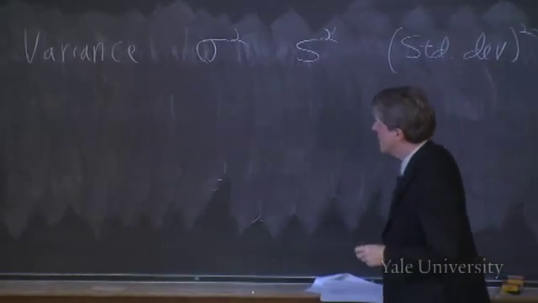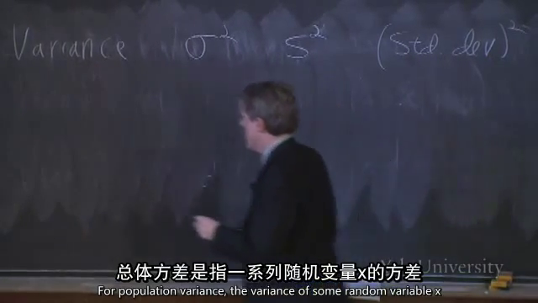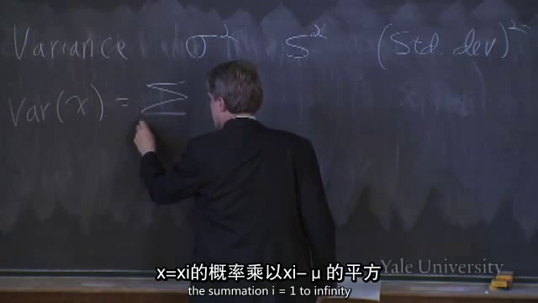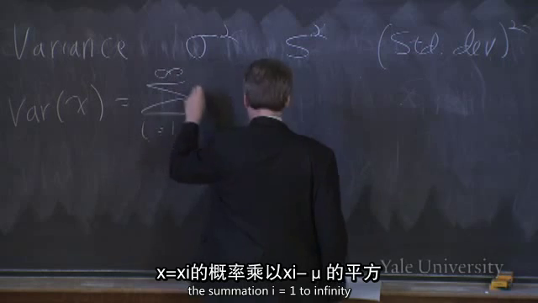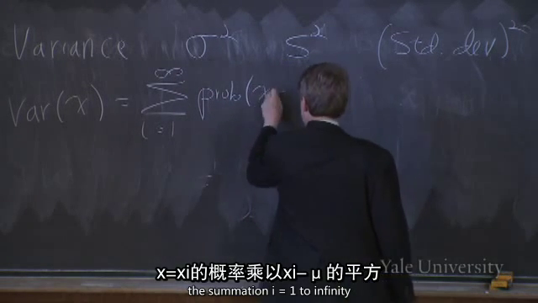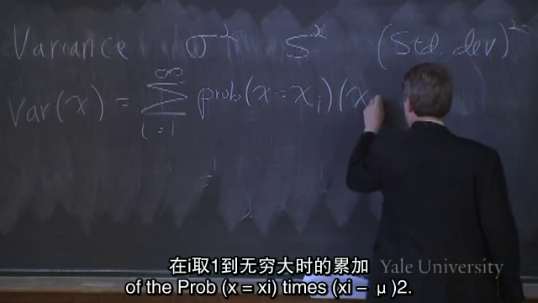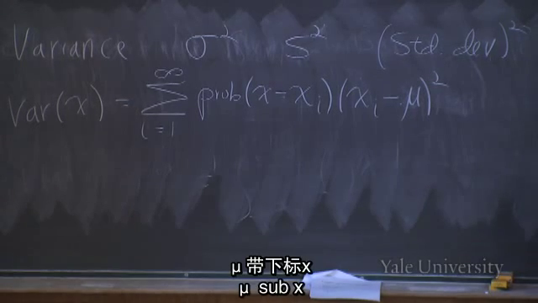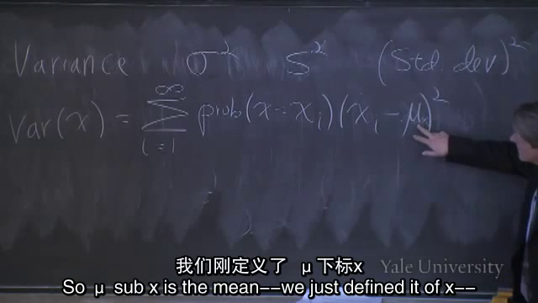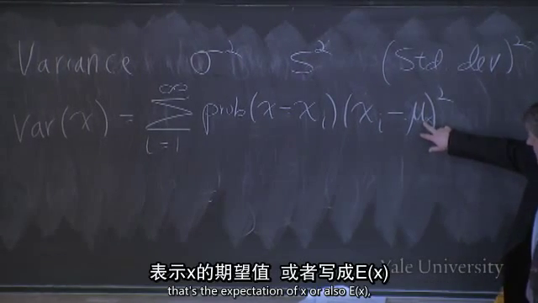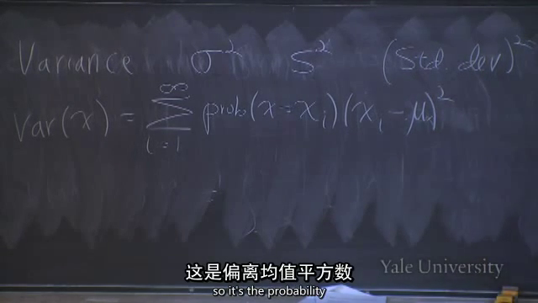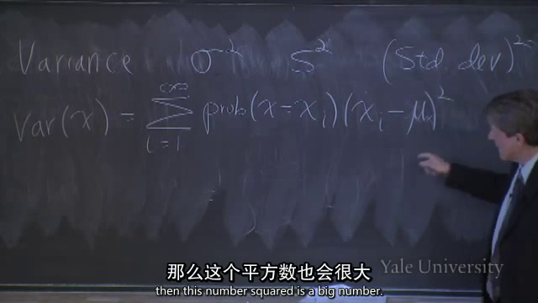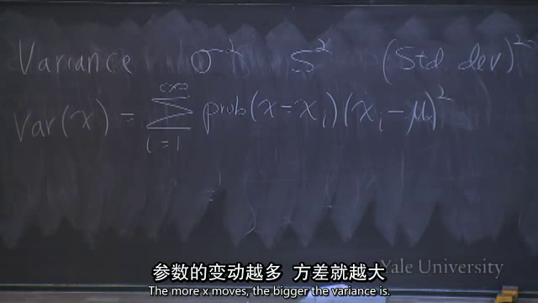Okay. So for population variance, the variance of some random variable x is defined as the summation i equals 1 to infinity of the probability that x equals x sub i times (x sub i minus mu sub x) squared. That mu sub x is the mean, we just defined it, of x. That's the expectation of x, also E of x. So it's the probability weighted average of the squared deviations from the mean. If it moves a lot either way from the mean, then this number squared is a big number. So the more x moves, the bigger the variance is.